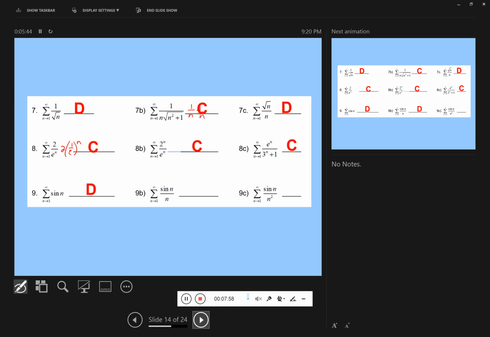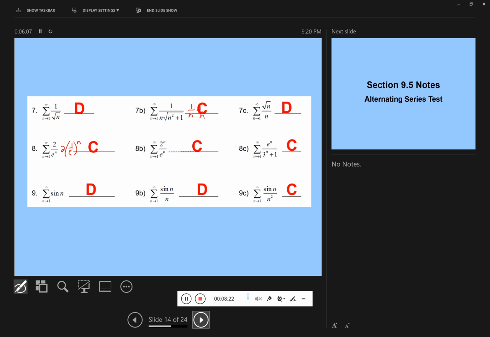Well, it's going to be a diverge because the limit is always going to, it's not going to be 0. Okay, what about 9b? Well, hopefully, if sine always ranges from -1 to 1, then I'm just thinking of this as a 1 over n. And if I think of it that way, it's a diverge. And then the same thing on 9c, if I think of that as like a 1 over n squared, that's going to be a converge.